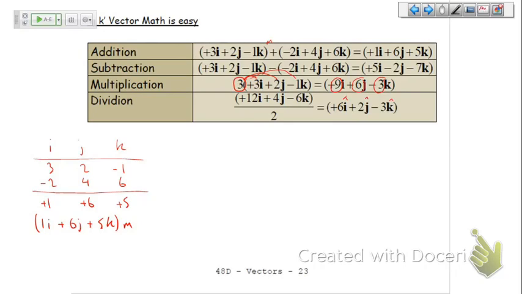There is another thing we're going to learn, but not today. We're going to also learn you can multiply two vectors together.